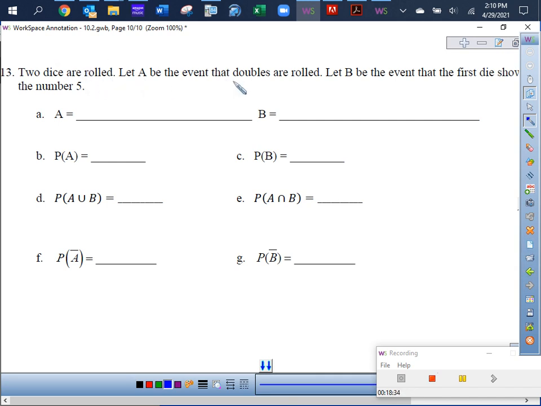Let A be the event that doubles are rolled, and let B be the event that the first dice shows the number 5. So we're going to have to physically write our sets. Now we're going to do this kind of fancy. It's going to look weird to the naked eye, but we understand what we're doing.